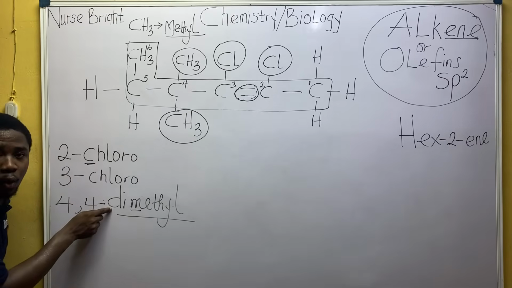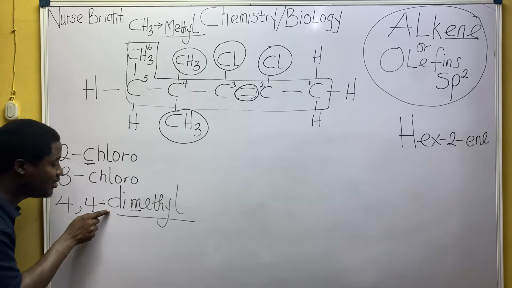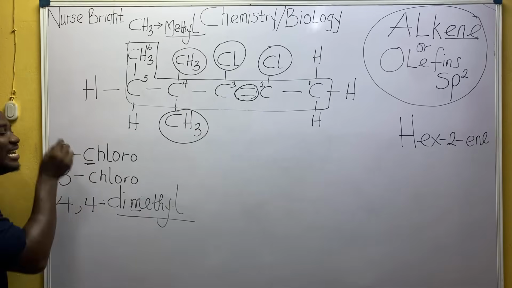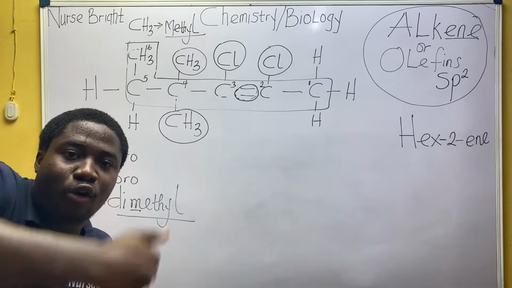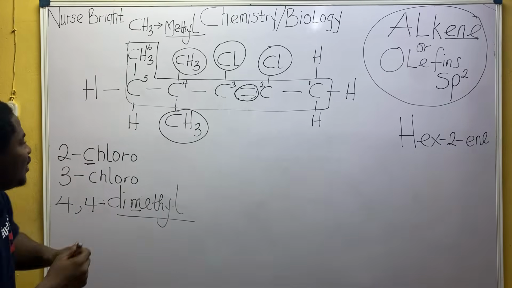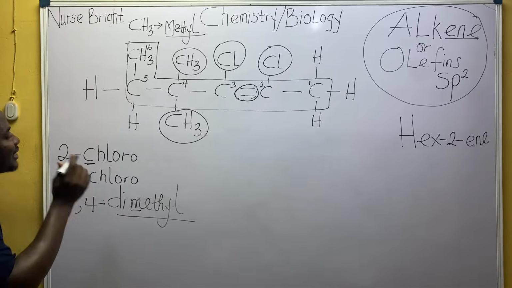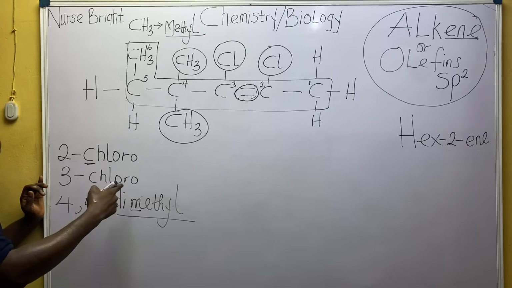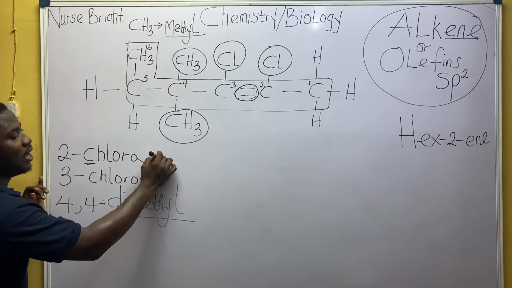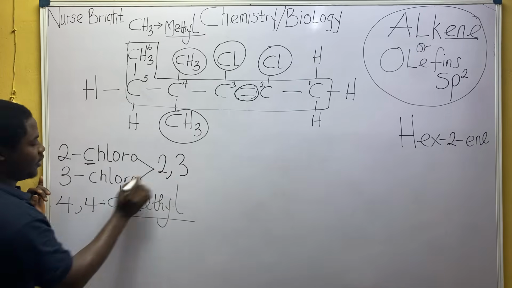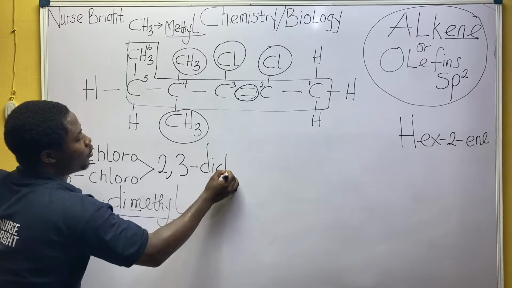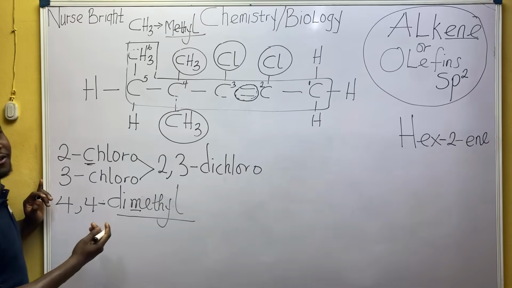We don't use the di; it's only the group name. Don't use di, tri, tetra, or stuff like that. We compare only the name of the substituent. Chloro comes before methyl, so we'll go with chloro. So let's add this one first. Class, listen to me. Now, you can see 2-chloro, 3-chloro. You can add them together because they are chloro groups. So the name will be 2,3, and dichloro, because there are 2 of it.